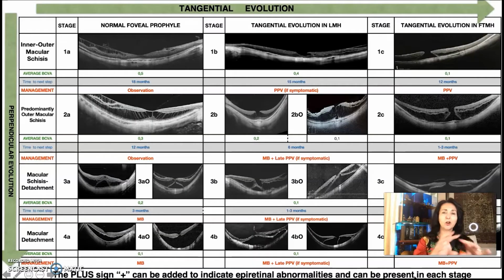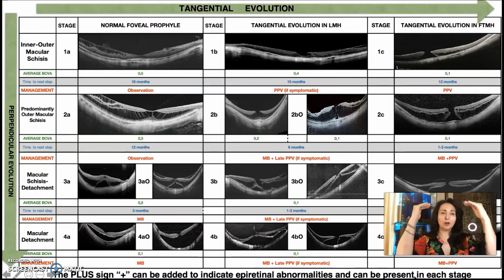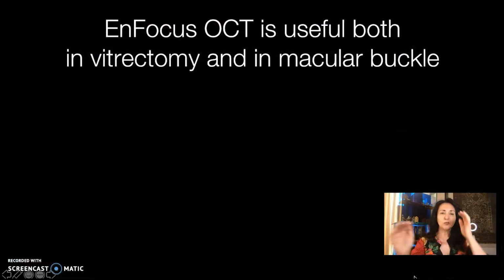The whole variety of MTM types is summarized in one single table that shows the evolution from inner schisis to macular detachment, from stage 1 to 3 to 4, and on the horizontal evolution you see in the columns normal fovea evolving to lamellar hole to full thickness macular hole. MTM can evolve from top to bottom, from left to right, and in oblique.